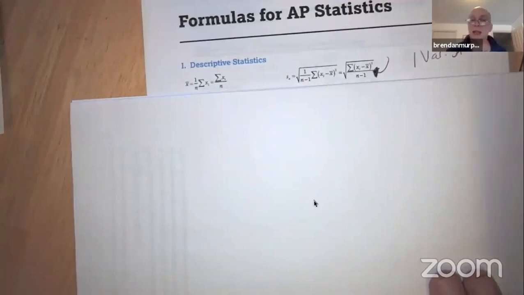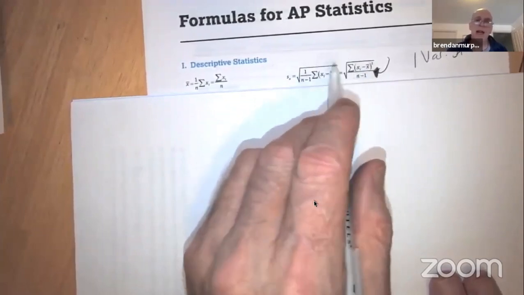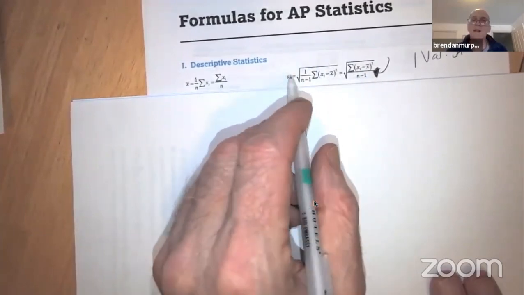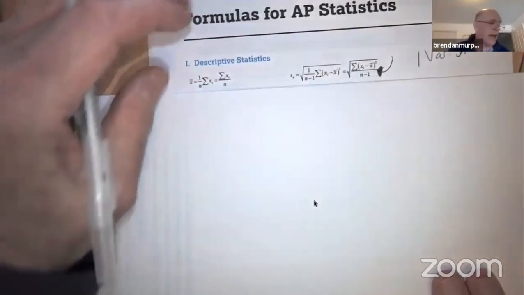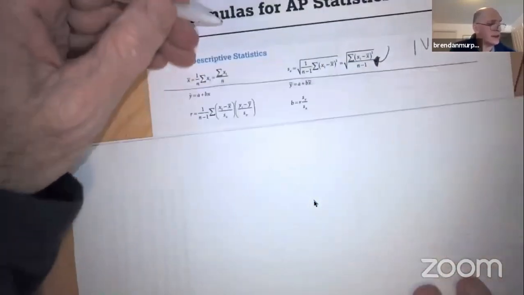I don't think you'd ever use that formula on the AP exam. 100% speculation. I know nothing more than you do. But the intent of the AP Stats exam is not number crunching. So my gut says you would probably get that number from a calculator, but it's there if you need it. And so those are one variable statistics.